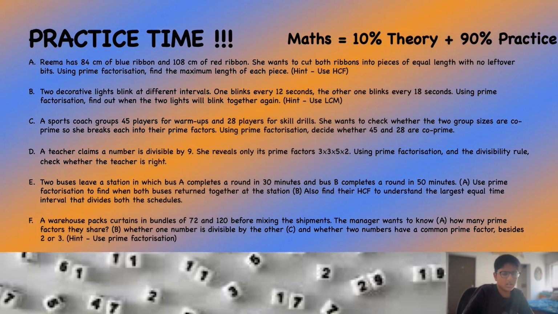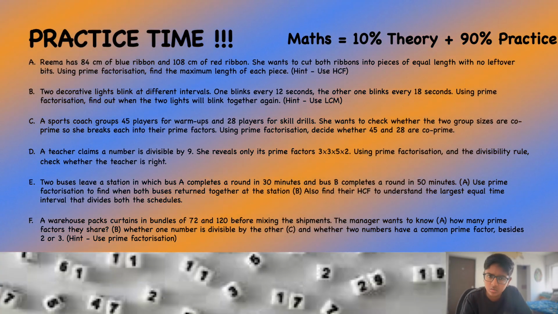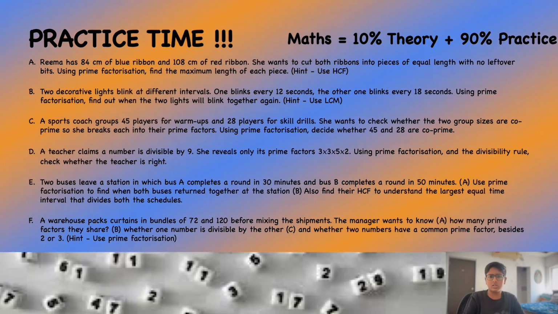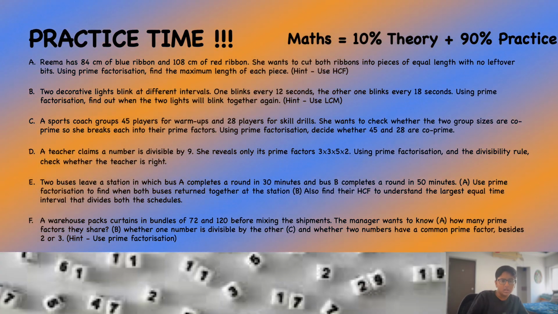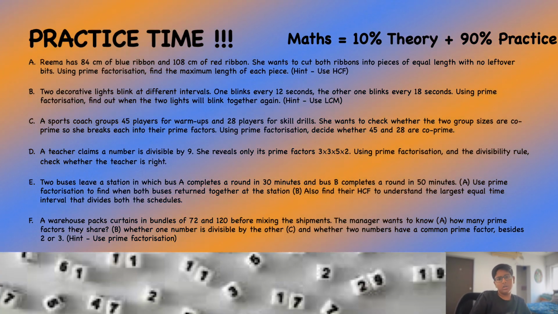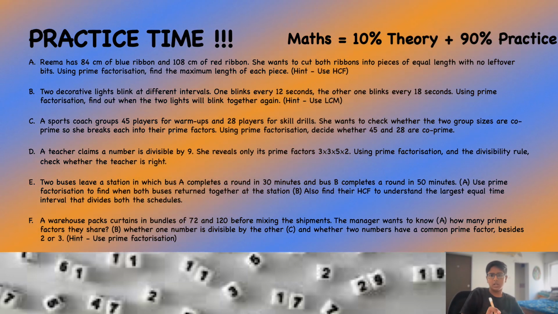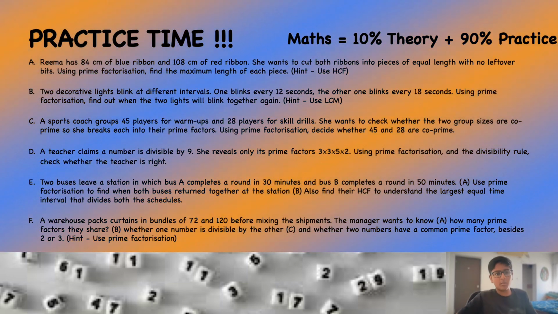We can say that 300, 30 into 10, 300, 50 into 6, 300. So after that, we can see that both buses will return after 300. And then find HCF to understand the largest equal time interval that divides both the schedules. So HCF, we all know the common ones. 5 is common and 2 is common. So 10. So the largest equal time interval is 10.